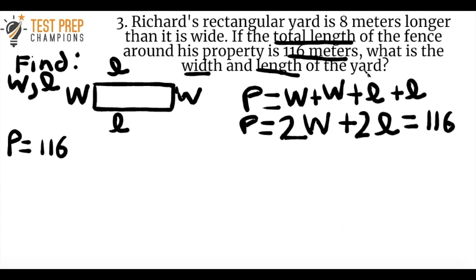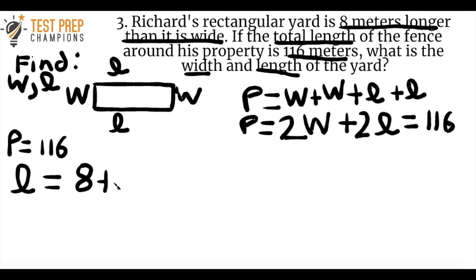And now we also know that the rectangular yard is 8 meters longer than it is wide. So we don't know what the width is, we don't know what the length is. But we do know that the yard is 8 meters longer than it is wide. So we can make an equation here for the length. So the length is what? It's 8 meters longer than the width. So we can say that the length is equal to 8 plus W.